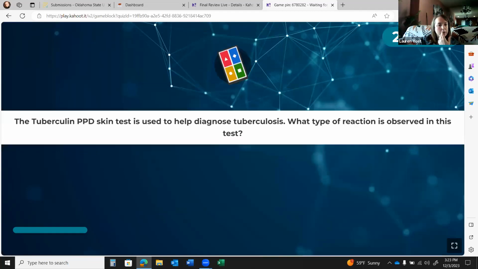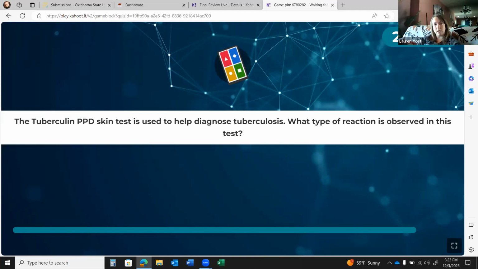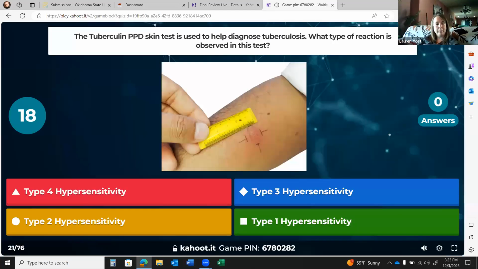All right, the tuberculin PPD skin test helps to diagnose tuberculosis. What type of reaction is observed in this test? Remember.